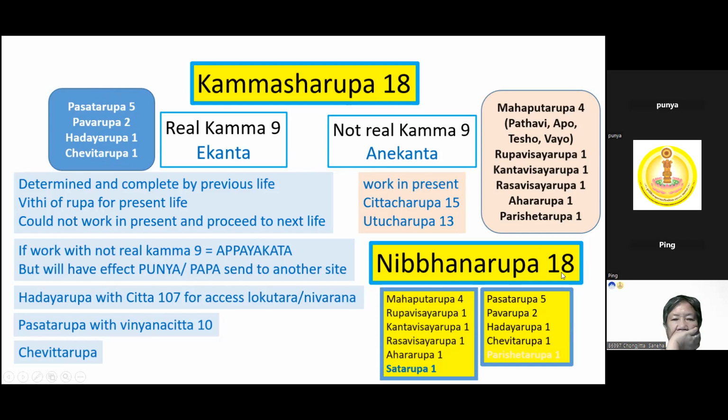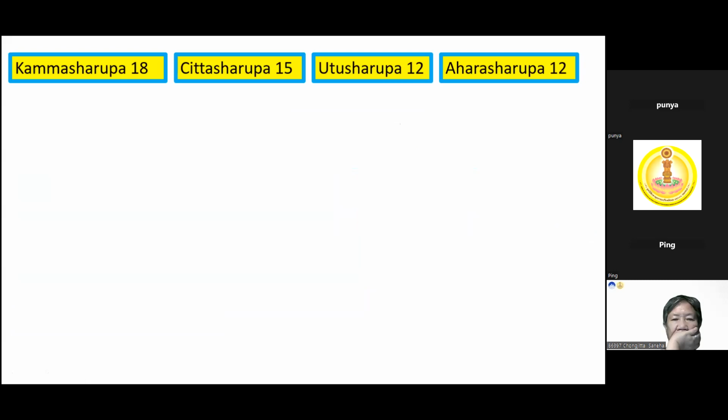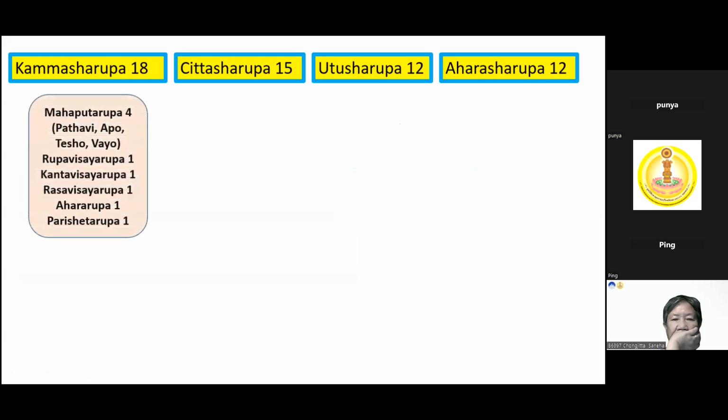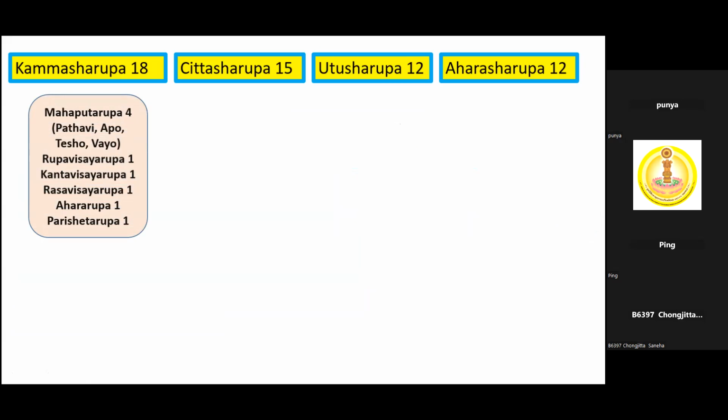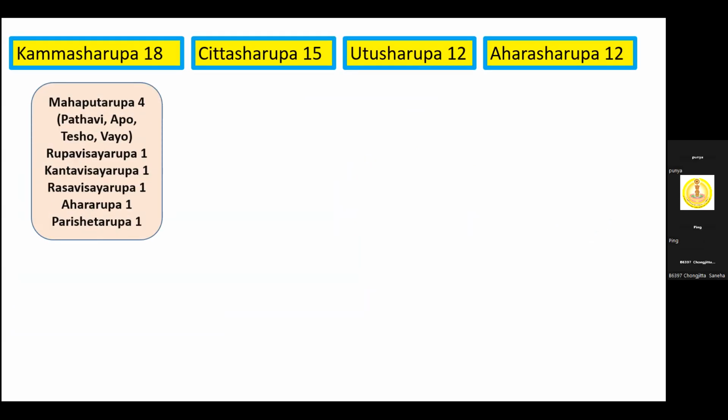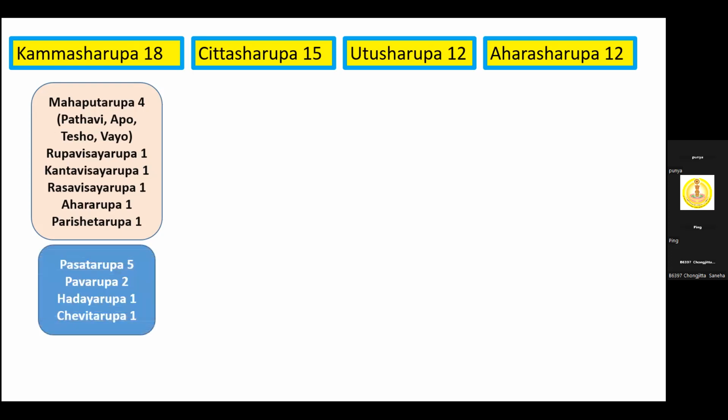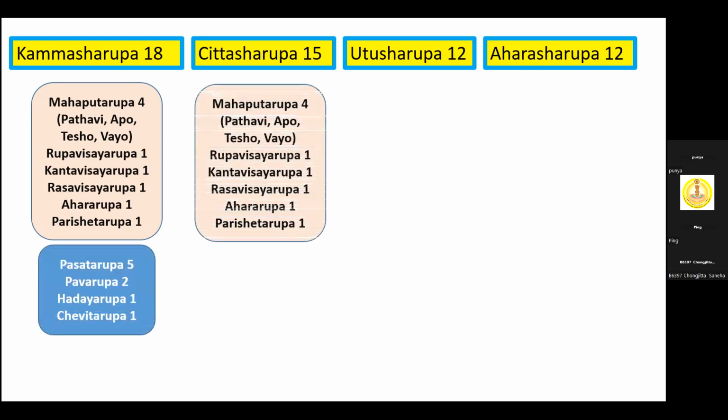So Nippana Rupa 18 has some difference from Kamma Sharupa 18 because it has Sadarupa here and doesn't have Paricheta Rupa. Sadarupa is instead of Paricheta Rupa. And all of this is basic. If you know this, you can make a connection. So Kamma Sharupa 18 is composed of Mahabhutarupa 4: Pathavi, Apo, Tejo, Vayo, Rupa Visaya Rupa 1, Kanta Visaya Rupa 1, Rasa Visaya Rupa 1, Ahara Rupa 1, and Paricheta Rupa 1. I told you already, same thing here.